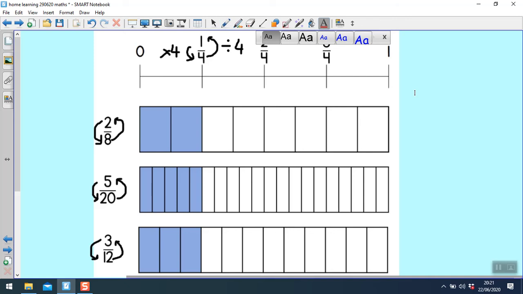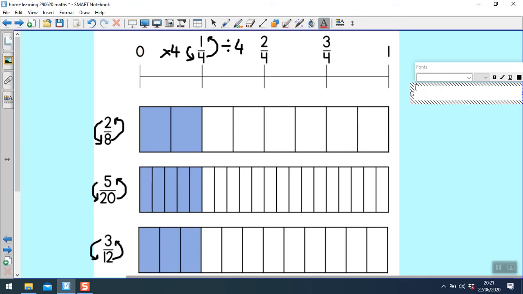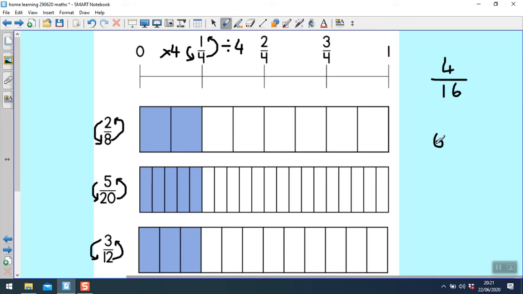So all I need to do is think of a numerator and multiply it by 4, or think of a denominator and divide it by 4. So if I had 4 as a numerator, multiply by 4 gives me 16. If I had 6 as a numerator, multiply by 4 gives me 24. And these are all equivalent to 1/4.